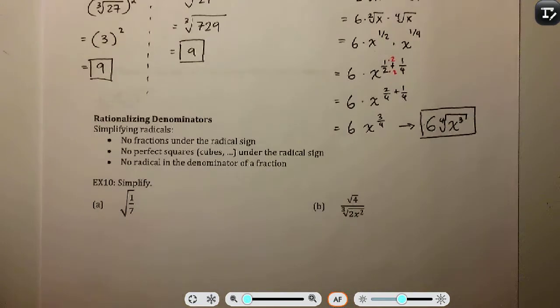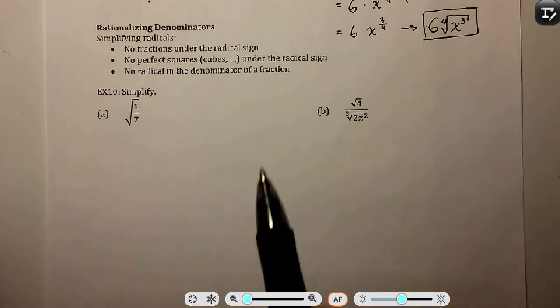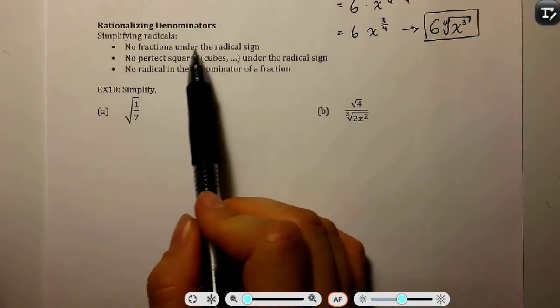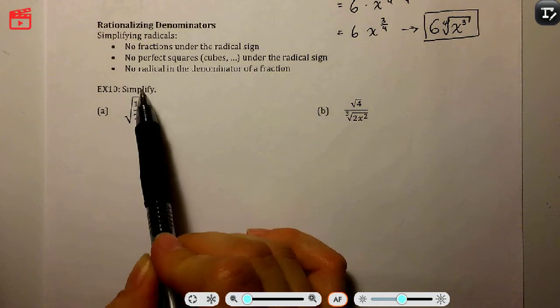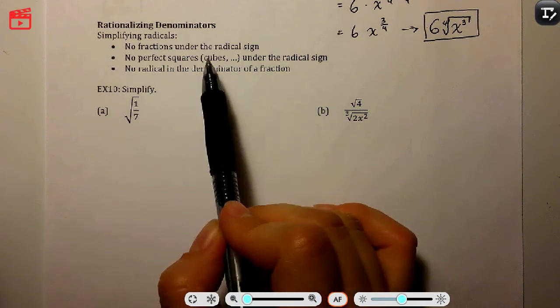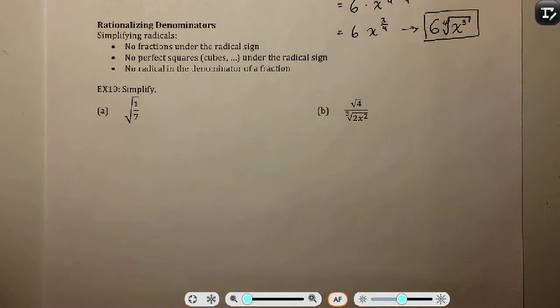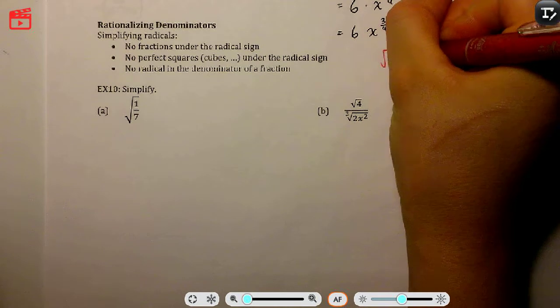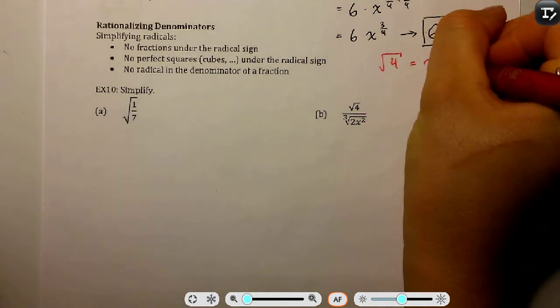All right, last problem. Here we go. So we're going to rationalize denominators. Okay, so simplifying radicals. One thing first, we should not have fractions under a radical sign. So taking a look at example A, that's a no-no. There should be no perfect squares or cubes under the radical sign. So if you could simplify, you should. Here's an example. If you saw the square root of 4, you will not leave it that way. We will change it into 2.